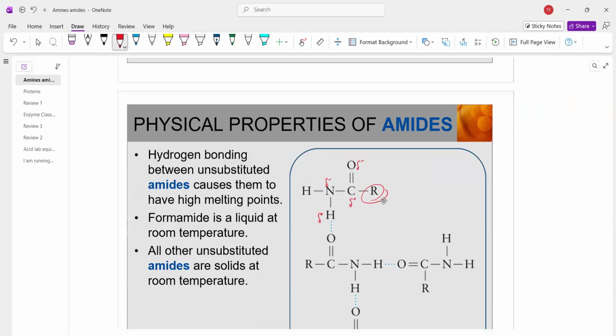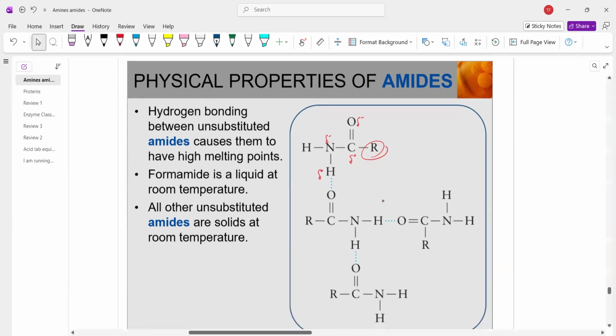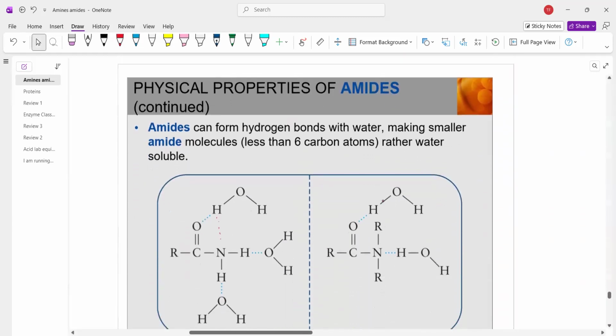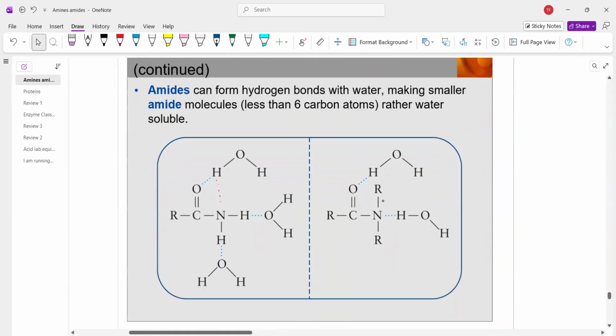If it's really big, and it's nonpolar, it could overcome the polarity of the nitrogen and oxygens here. And remember with alcohols and acids that this was 7 carbons. With amides, it's 6 carbons, but same general area.